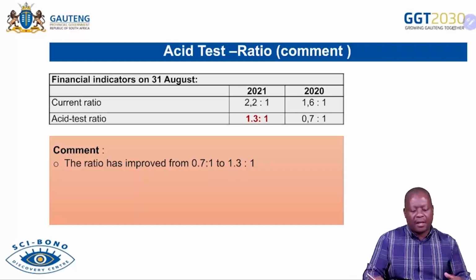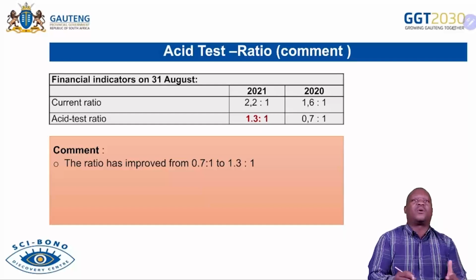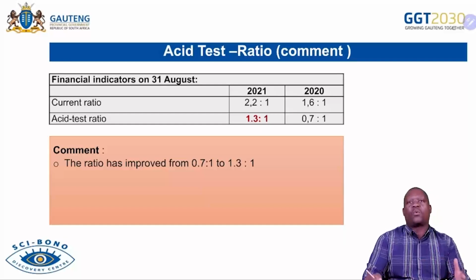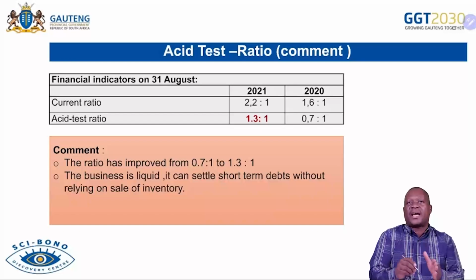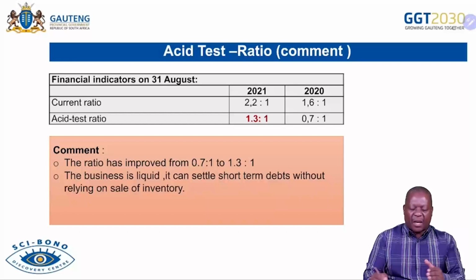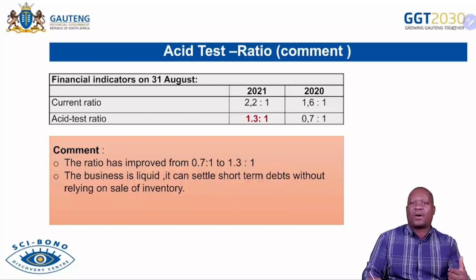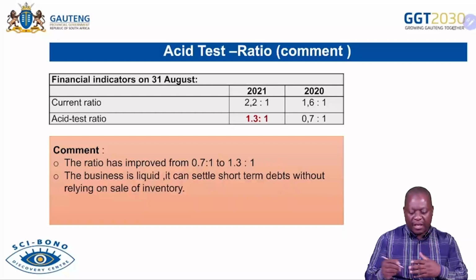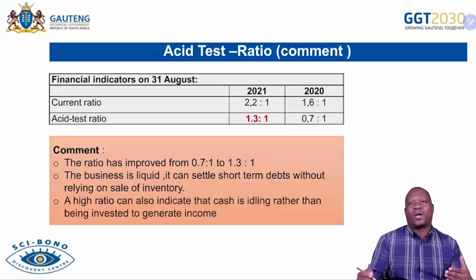Now, please look into how we can comment on this change. We can simply say our acid test ratio had improved from 0.7 to 1 to 1.3 to 1. But we can also indicate that the business is in a better liquidity state because it can settle short-term debts without relying on the sale of our inventory. The business can settle its short-term obligations without resorting to selling the inventory. Remember, it's not easy to just sell our inventory.